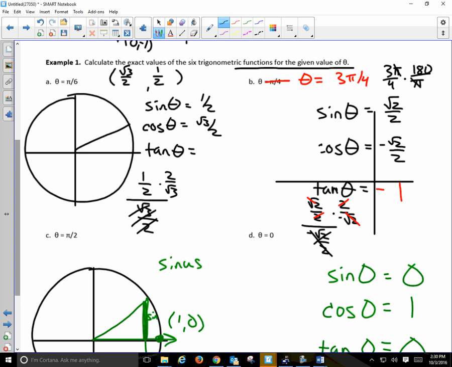Okay, so I multiply by 2 over the root of 3. You can see the 2's go away, but I end up with 1 over the root of 3. Can you leave that square root in the denominator? So what do you multiply by? And you get the root of 3 over 3.